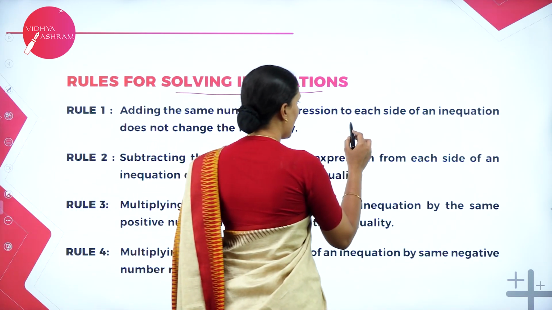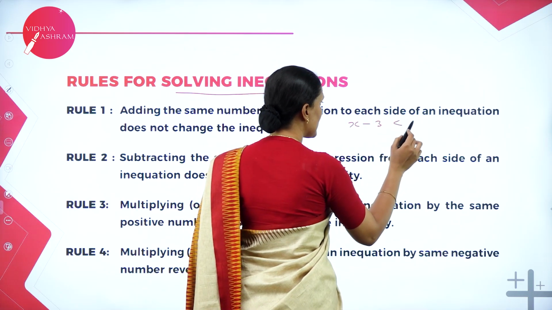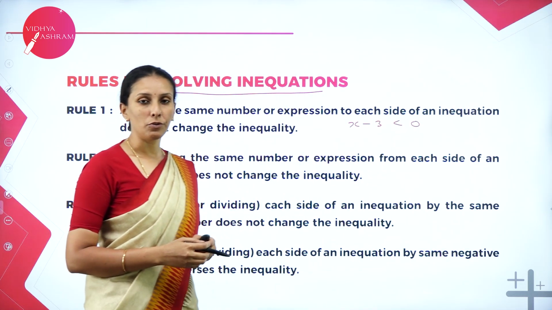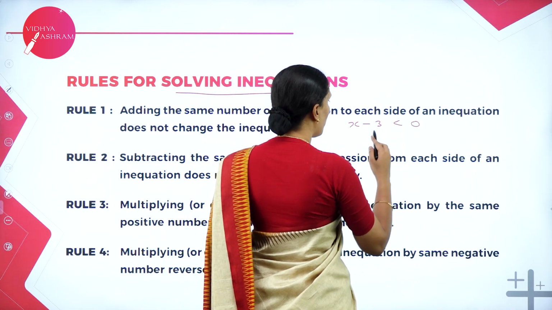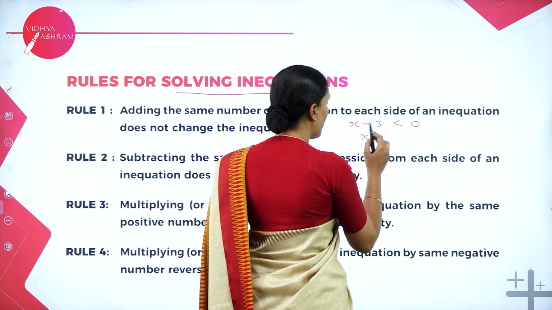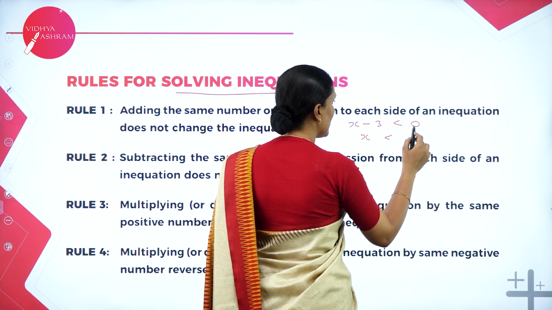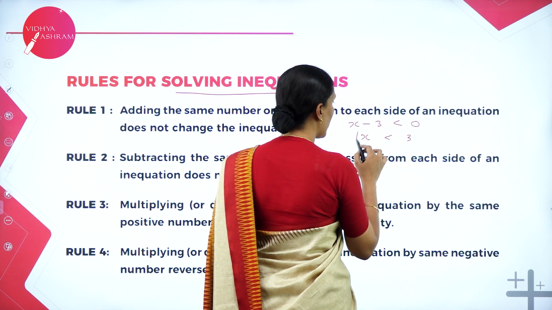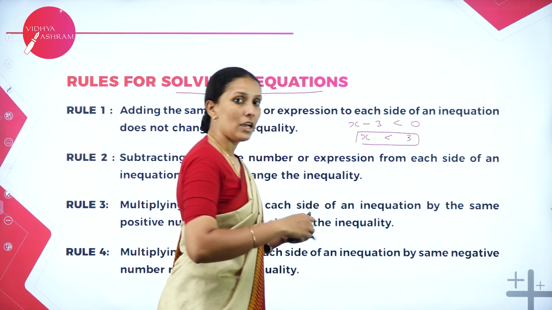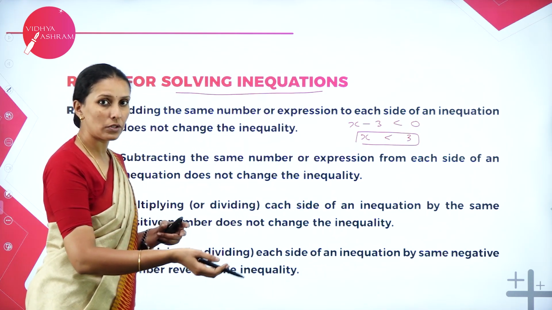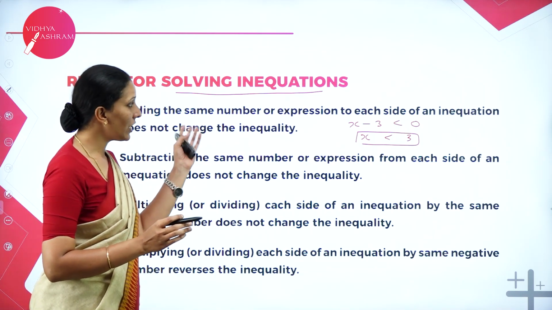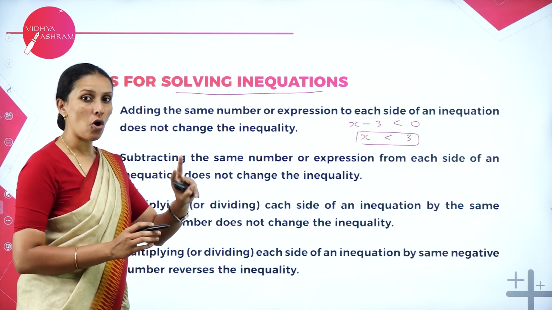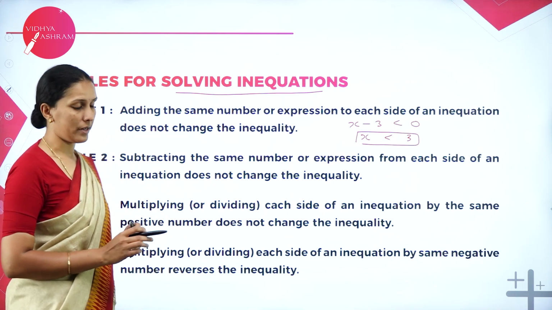Suppose we have x minus 3 less than 0. I need the solution for x. So what am I supposed to do? I'll add 3 on both sides. When I add it, minus 3 and plus 3 cancel. 0 plus 3 is 3. So the solution is x less than 3. We can't shift the values to the right hand side or left hand side. The process is we need to add the same thing on both sides to remove some quantity.